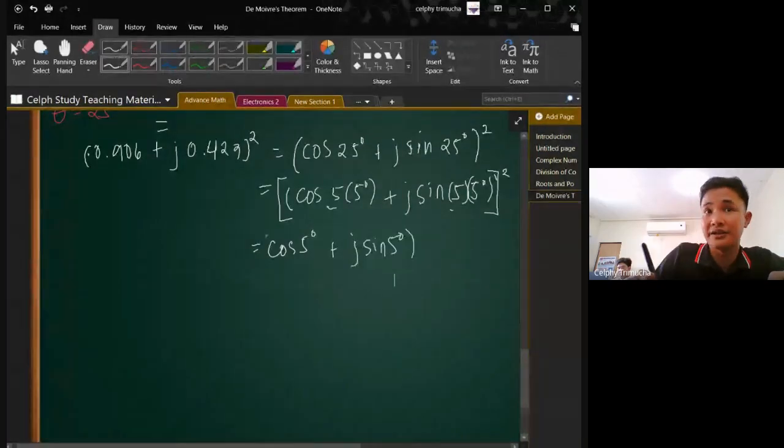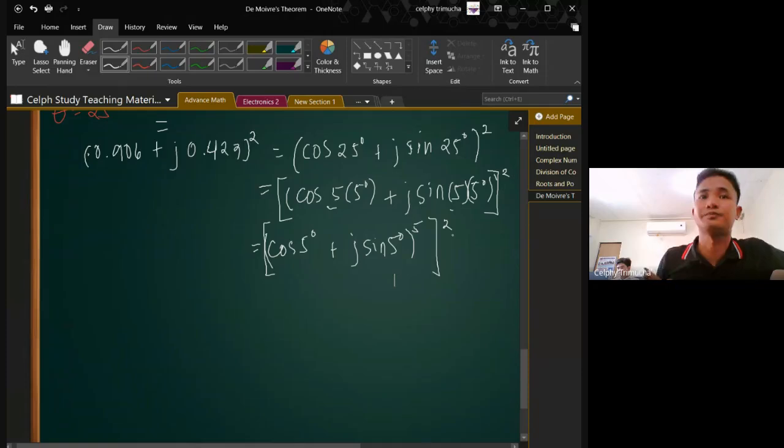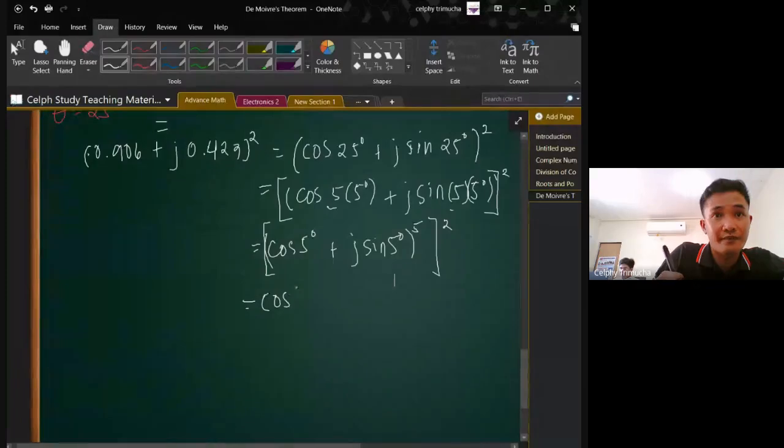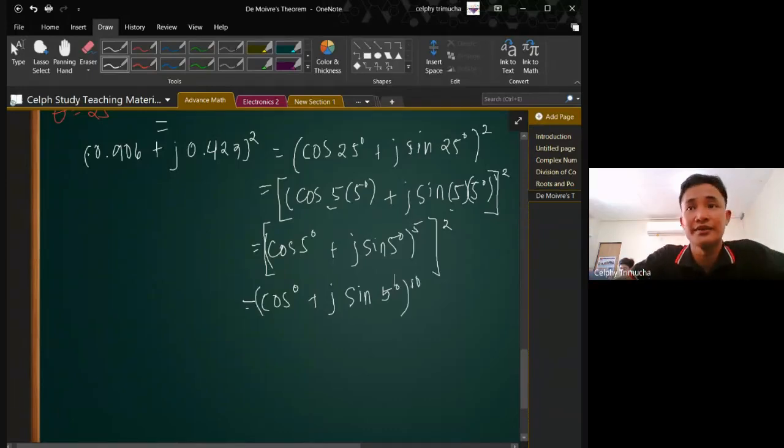Okay, raised to 5, since 5 is our multiplier, and then raised to the power of 2. So now we simplify; we just multiply the exponents. We will have cosine 5 degrees plus j sine 5 degrees, then our exponent will be equal to 10. So we can now express it in exponential form.